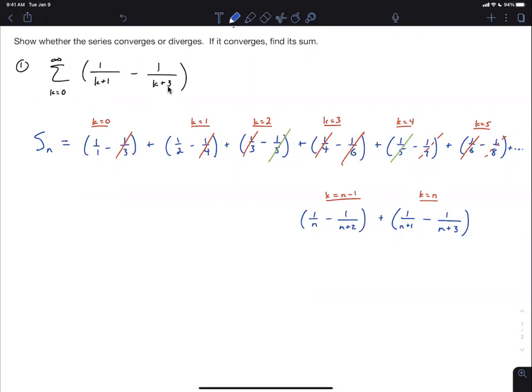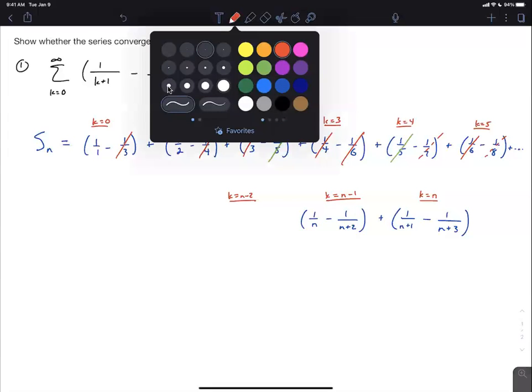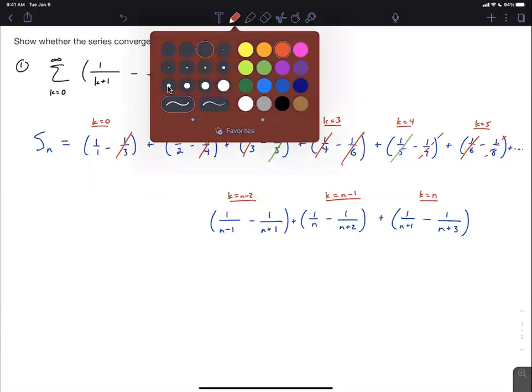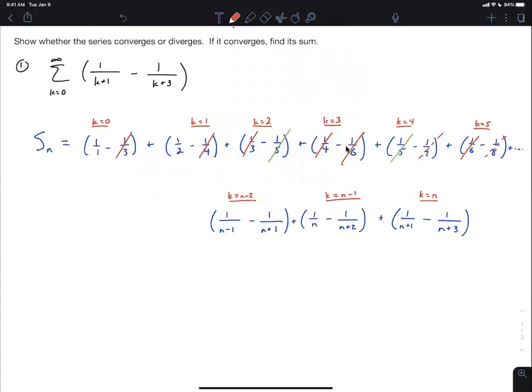Okay, now we're going to go back again. So right before that is k equals n minus 2. And so, okay, n minus 2 plus 1 is n minus 1. N minus 2 plus 3 is n plus 1. And now we're going to cancel stuff as we can. What at the end of this sum cancels so far? 1 over n plus 1. Yeah, the 1 over n plus 1s cancel.